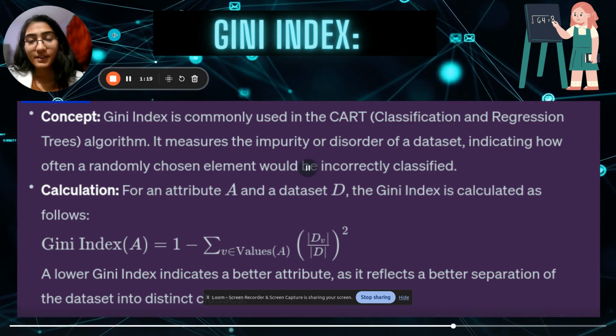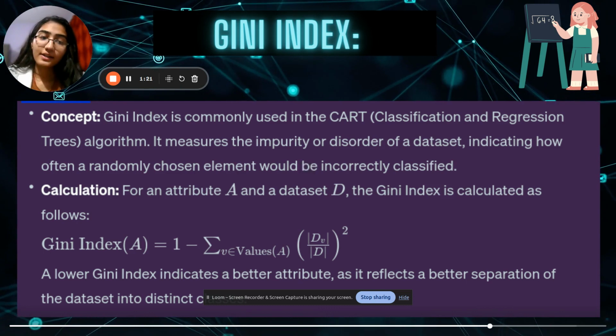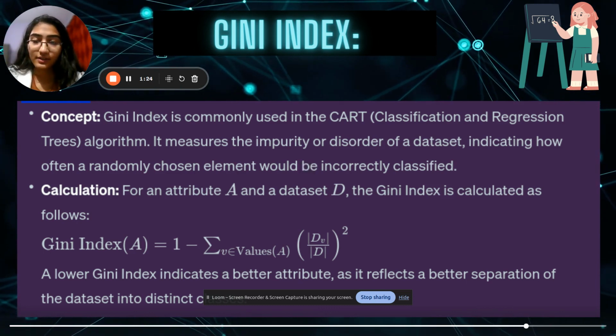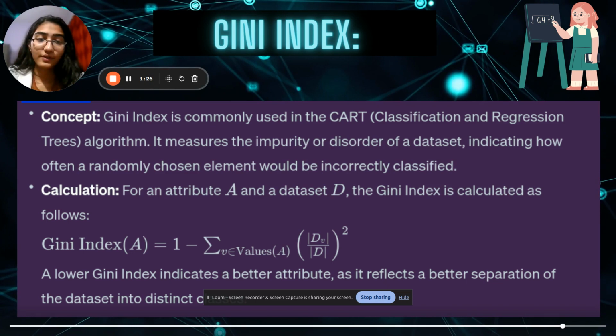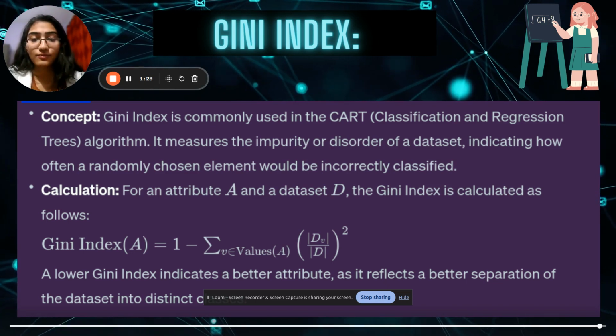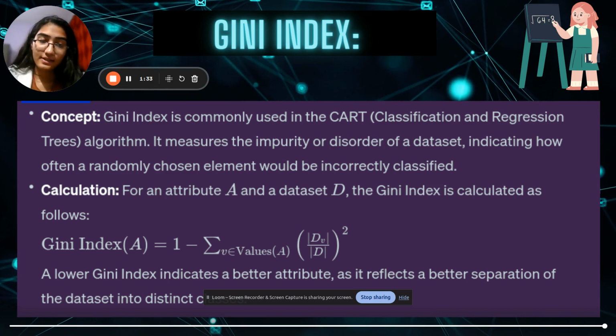Calculation for Gini index is as follows. Gini index A is equal to 1 minus summation of values of A in a bracket, Dv by D, whole square, which is basically a probability for that particular attribute. A lower Gini index indicates a better attribute as it reflects the better separation of a dataset into distinct classes.